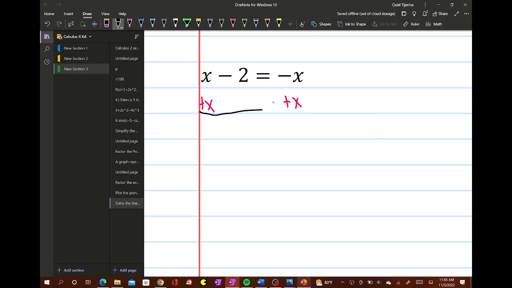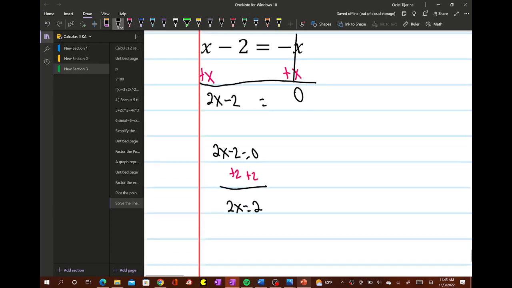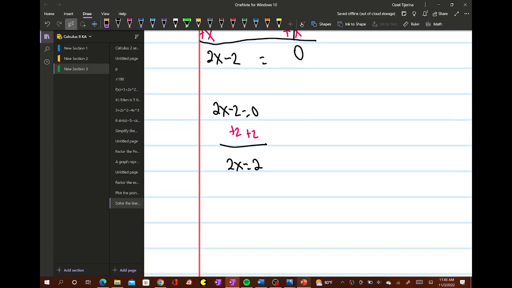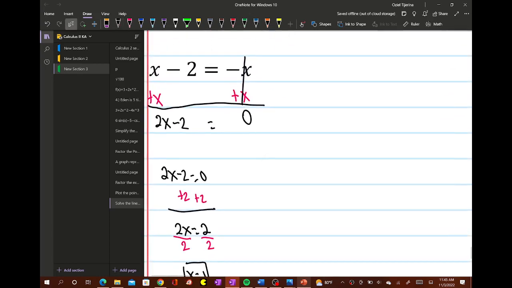So this becomes 0, and we have 2x minus 2 is equal to 0. Now we can add 2 to both sides. So we get 2x equals 2, and then we divide both sides by 2 to get x equals 1. And like I said, you can check your solution.